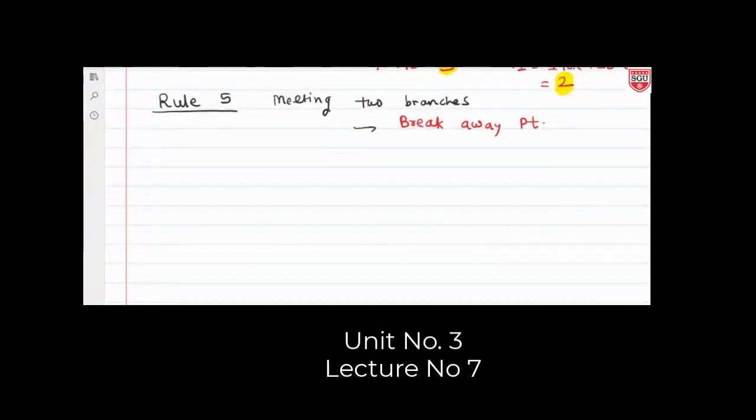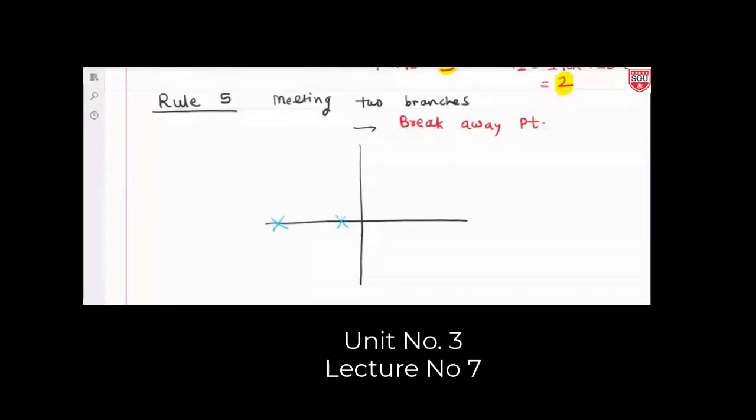For example, we will show. Here is the real axis, here is the imaginary axis. Then suppose here is one pole, here is another pole. Now, in this example, there are only two poles. Here is pole 1, here is pole 2. Now apply our rule, which we have seen in the 4th condition. Branches will start from pole 1 as well as from pole 2.